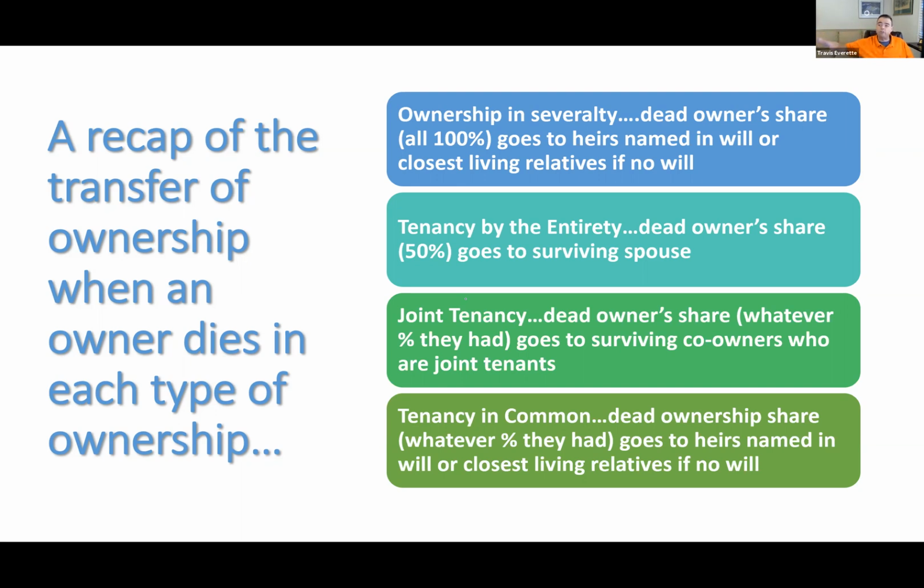It goes to the other surviving joint tenants until you get down to only how many joint tenants? One. The last surviving joint tenant, and that ends the joint tenancy and ends the survivorship. When a tenant in common dies, their share always goes where? To their heirs. Make sure you come back and revisit those, because those questions will be asked on the test.